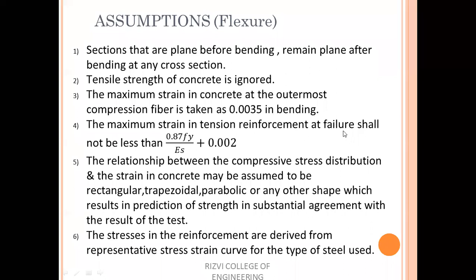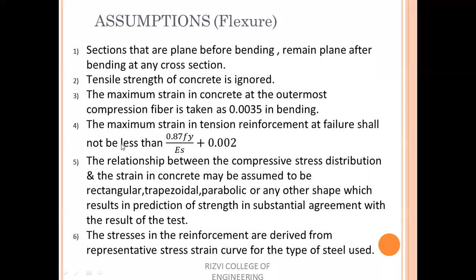So when you draw the strain diagram, it means that the maximum strain will be 0.0035. This is the assumption. Based on these assumptions only, we are going to design the structure for flexure, remember. So these assumptions are very important. On the basis of these assumptions only, we are going to draw the stress strain diagram, derive the equations, and then design the section.